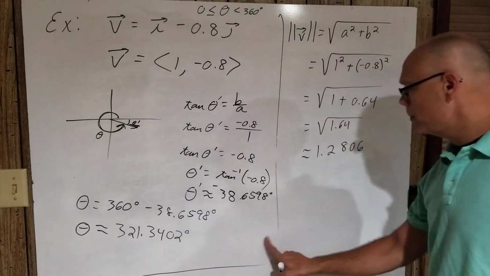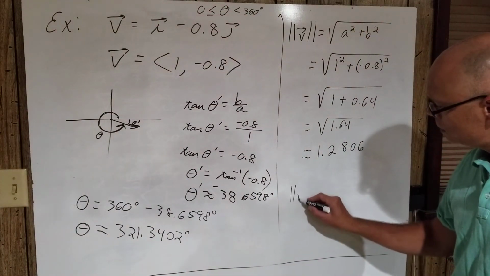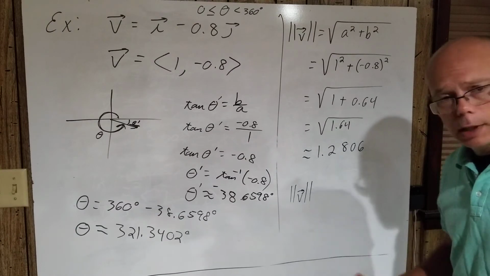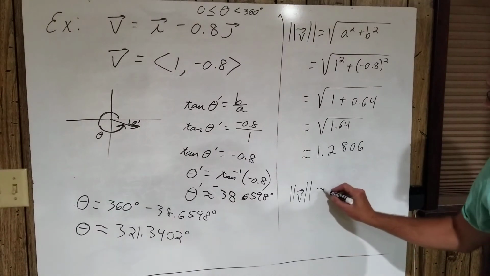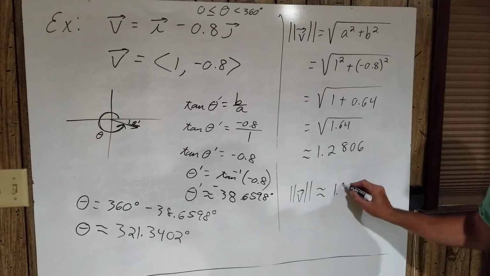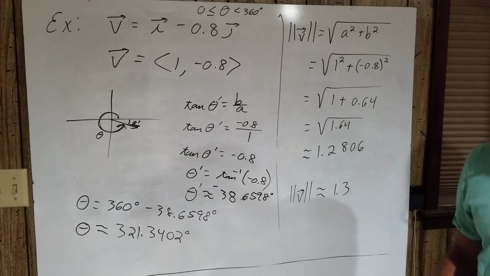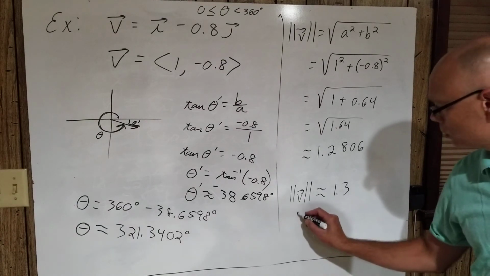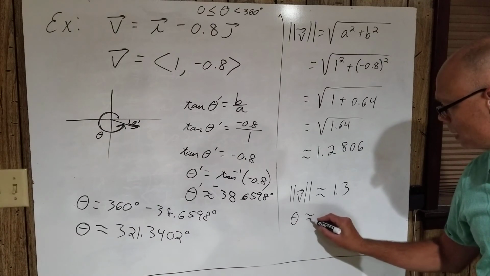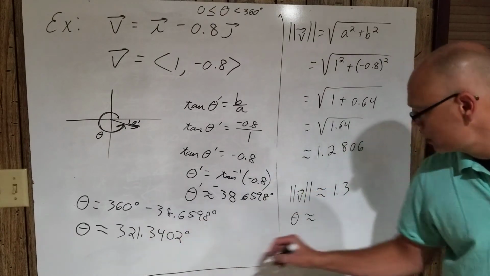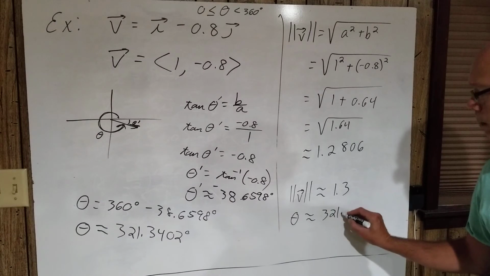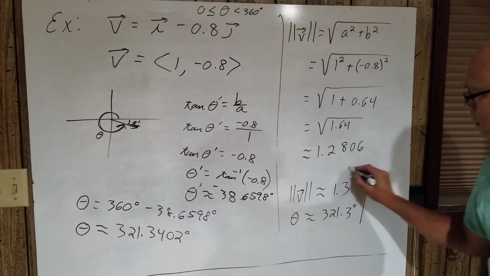And let me sum up what I found. They wanted me to find the magnitude of my vector. So the magnitude of vector v, and they want me to round the answer to 1 decimal place, is approximately 1.3. And what else do they want me to find? The direction angle, theta. So theta is approximately, if I round to 1 decimal place, 321.3 degrees.